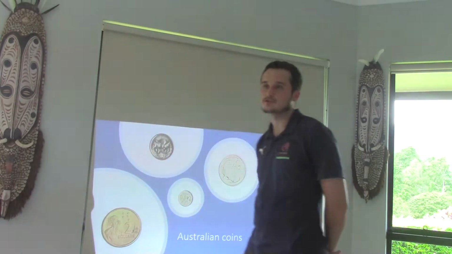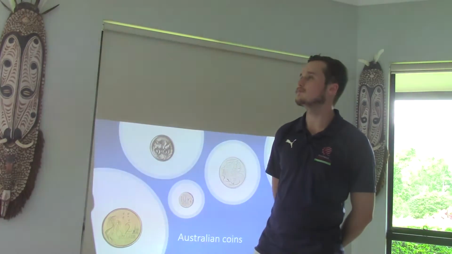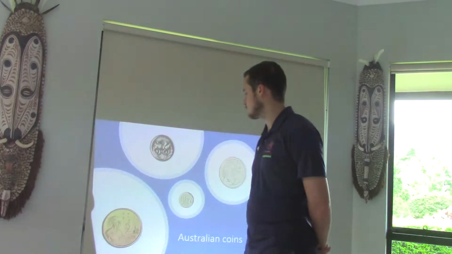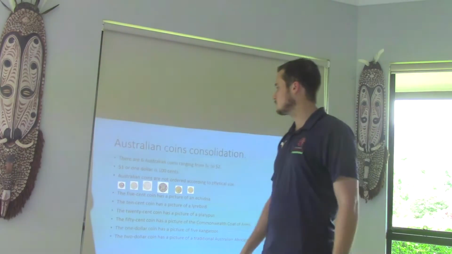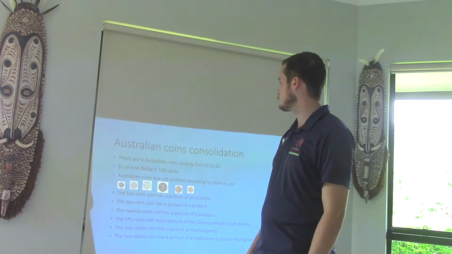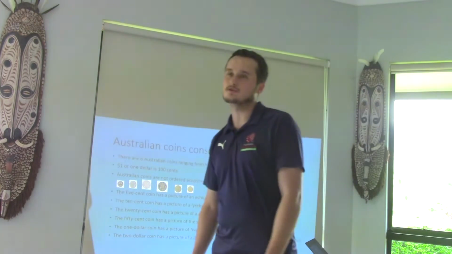Australian coins. You would have covered Australian coins in grades 1 to 2. But in today's lesson we're doing something a little bit more fun and a little bit more difficult. That's alright, we'll go through it together. A bit of consolidation to recap. Australian coins consolidation. There are 6 Australian coins ranging from 5 cents to $2.